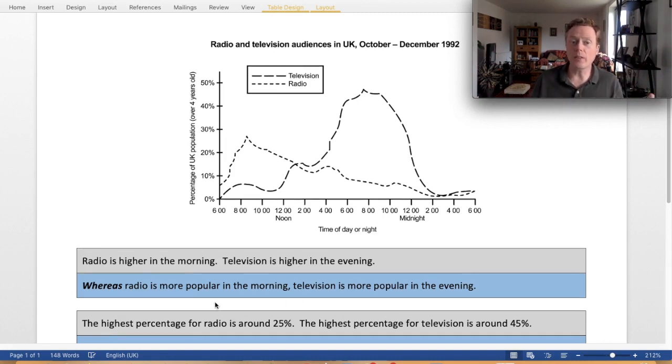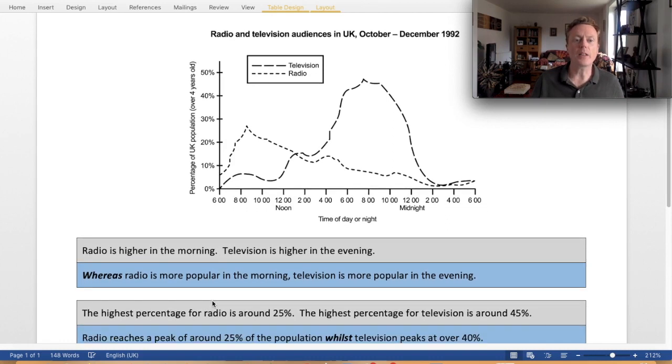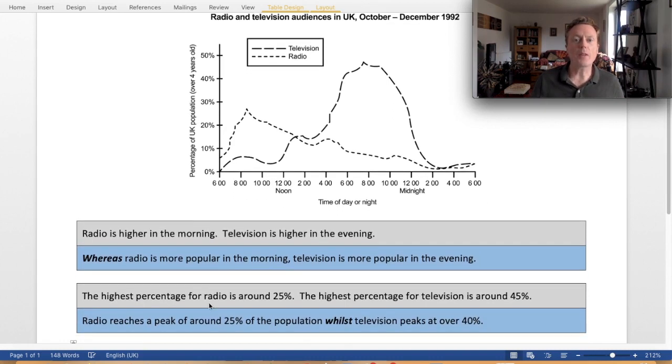How do we do that? Well, one way is like this. We talk about features of the graph. So this feature here, we call that a peak. You may be familiar with a peak. And we say radio reaches a peak of around 25% of the population, not just the highest percentage. It's 25% of the population is the peak, and television peaks at over 40%.